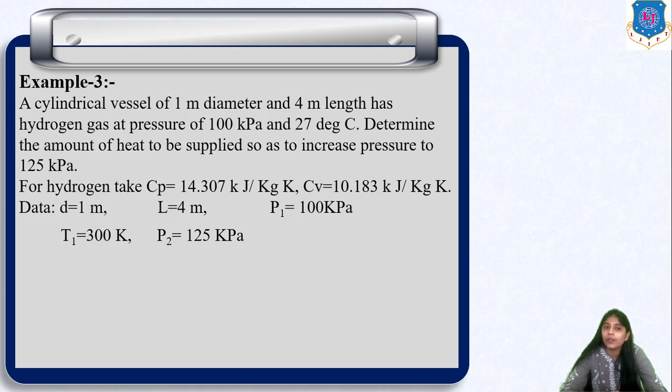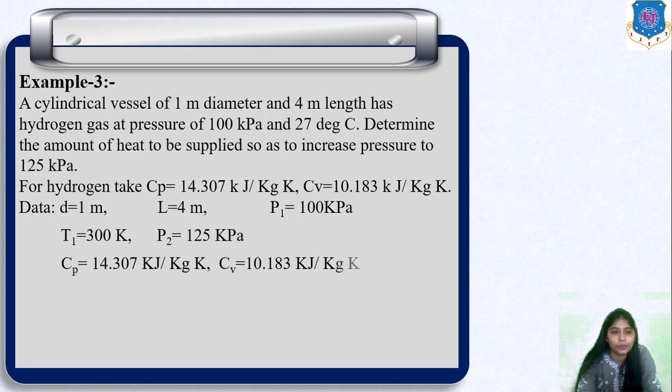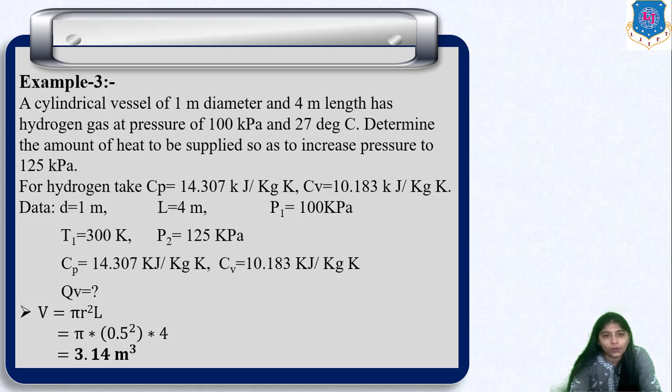We have to solve this numerical in the MKS system. So T1, 27 degrees Celsius, will be converted into 300 Kelvin. Now Cp is equal to 14.307 and Cv is 10.183. Now what will be the value of Q, the amount of heat? First of all, let us find the volume.